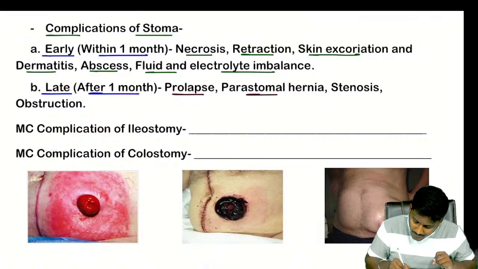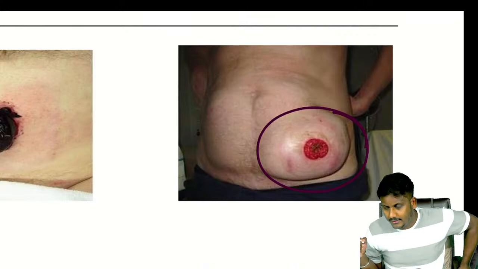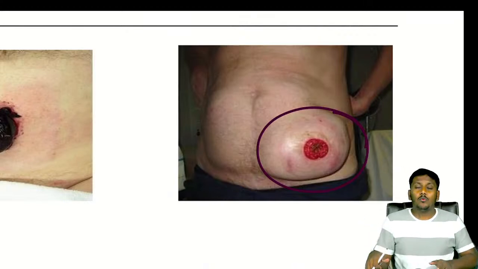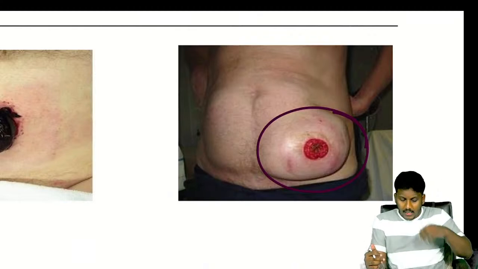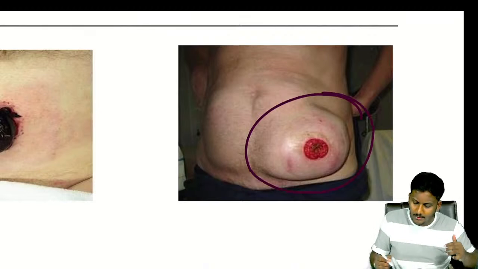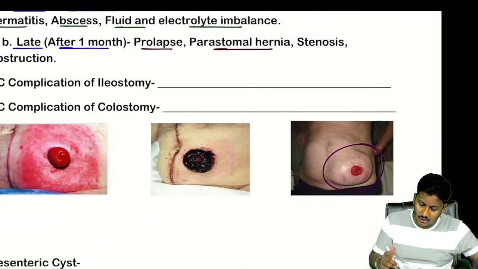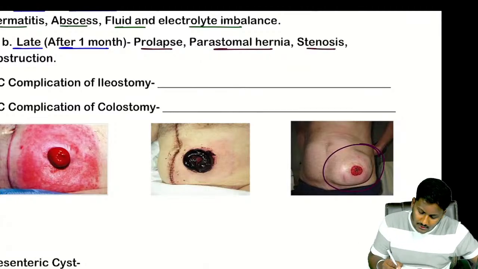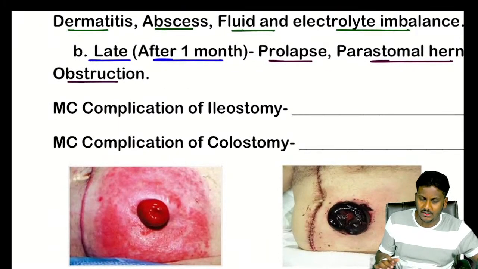Next important, there can be a parastomal hernia. You are able to see it around the stoma. As you have created a stoma, the anterior abdominal wall of the patient becomes weaker, and as it becomes weak, you are able to see the herniation around the stoma. That is called a parastomal hernia. Next important, there can be stenosis. That is narrowing of the stomal opening. The stomal opening itself can get narrow or it can get completely obstructed as well.